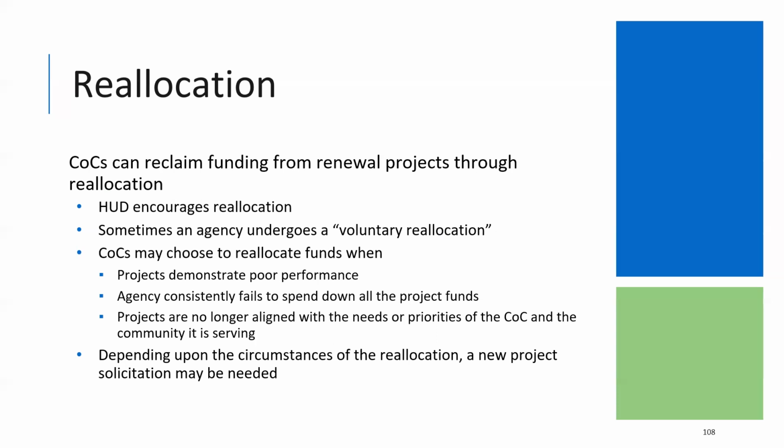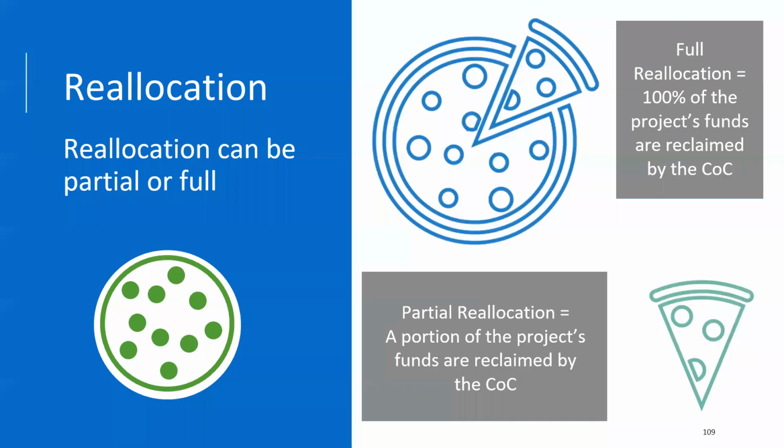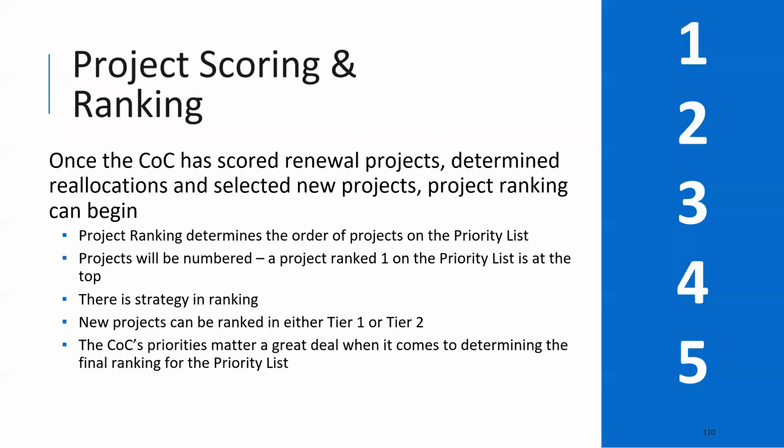And depending on the circumstances of the reallocation, sometimes you may end up putting out a new project solicitation to say, hey, we're reallocating, we have reallocated money in this community, and we want folks to come in for it. So again, just to recap, reallocation can be partial or full. A full reallocation is when you take 100% of the project's funds back to use for another purpose. And a partial is when you might reclaim only a portion of the funds. Maybe a grant has consistent underspending, so you're going to shave off the amount of money that has consistently been underspent.